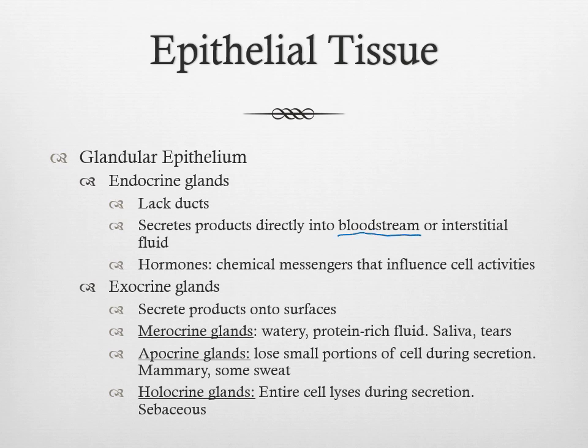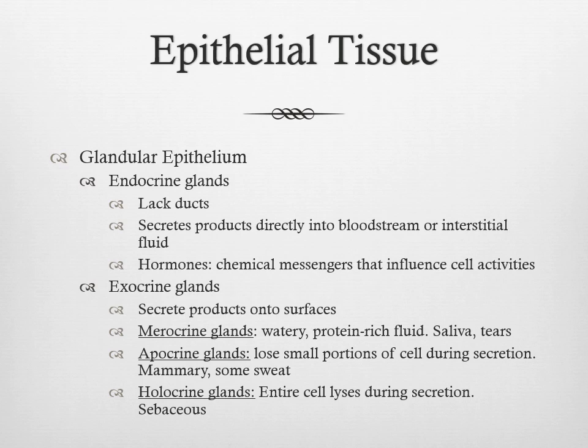Some of them will travel just locally and only go through the interstitial fluid, the fluid that surrounds all of our cells. These secretions are hormones, a substance that's going to go out and affect some other type of tissue elsewhere. Exocrine glands are going to allow us to secrete out onto the body's surface. And these exocrine glands do have a duct that they're going to use to get their secretions out onto the surface itself.